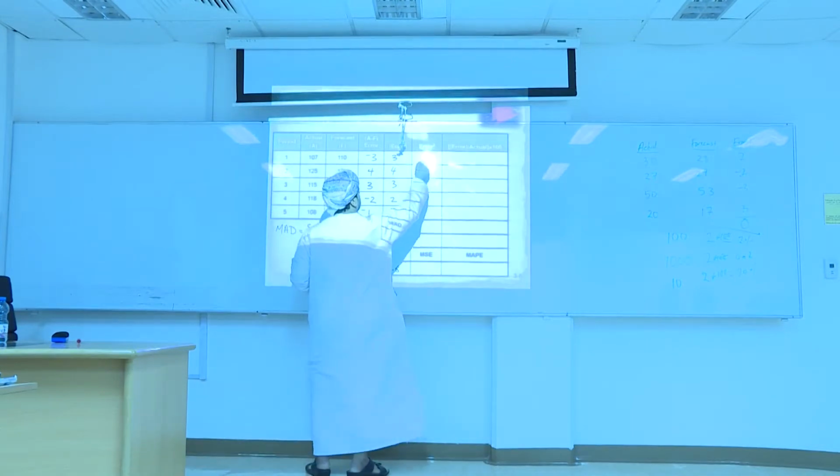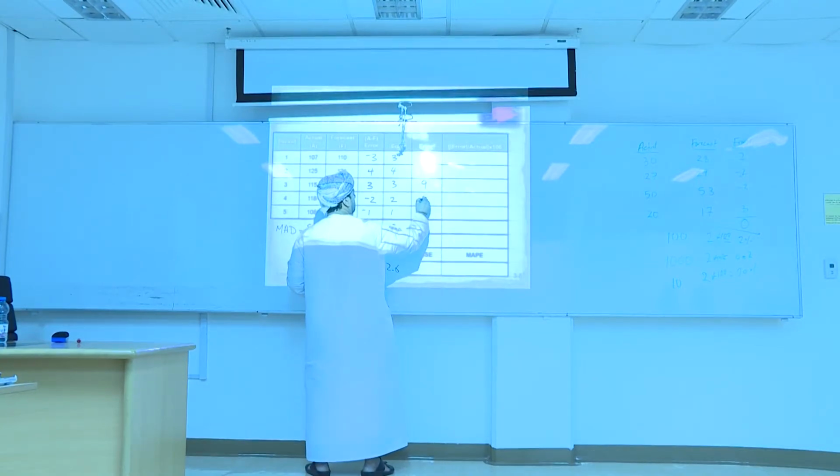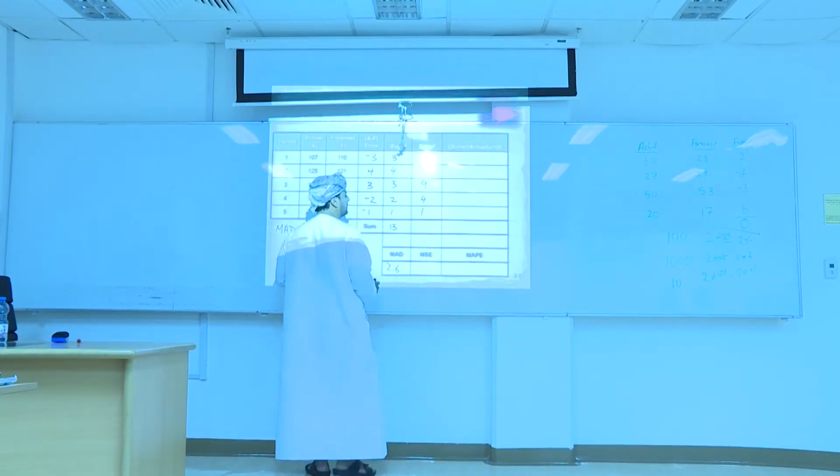Now let's find the square error. That's 9, 16, 9, 4, 1. And the total of this one?